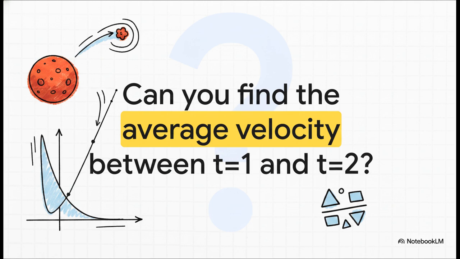If a rock is thrown into the thin air of Mars with a height represented by the formula y equals 10t minus 1.86 t squared, can you find the average velocity between t equals 1 and t equals 2 seconds? Look closely at the math, think about our secant line slope, and write your calculation down in the comments below.